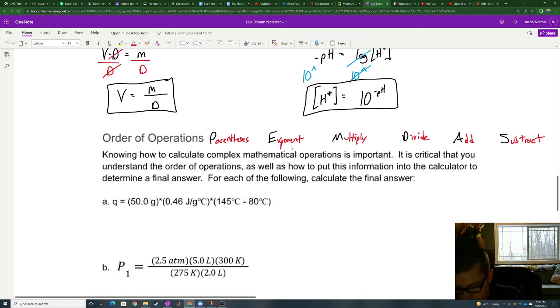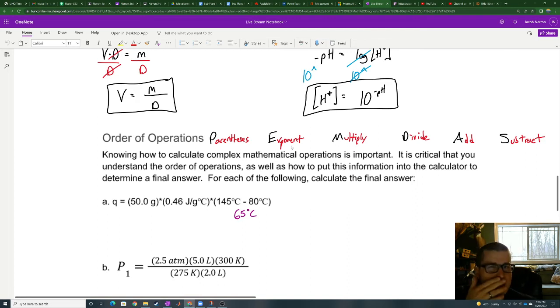So here we go. 145 minus 80 is 65. It's technically degrees Celsius if you're paying attention to that, which you should. And so, hey, we did it. Parentheses, check. That was the first thing. Now we're just multiplying. Really, we're just multiplying everything.